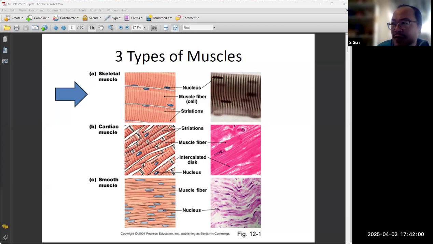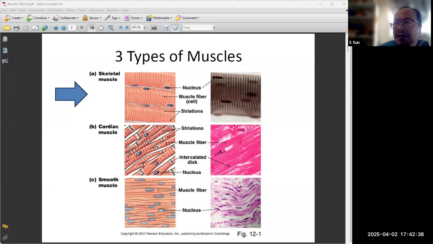We see this striated appearance in both skeletal muscle and cardiac muscle. We later will learn why these muscles have this striated appearance. It's all because their microscopic anatomy has a very unique arrangement of myofibrils. So we will look into that. But for now, we know that just by looking at this muscle, it has this striated appearance. So that's the second thing.